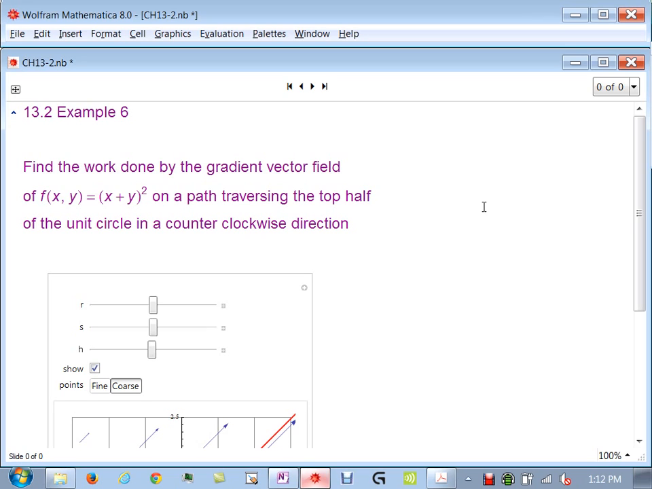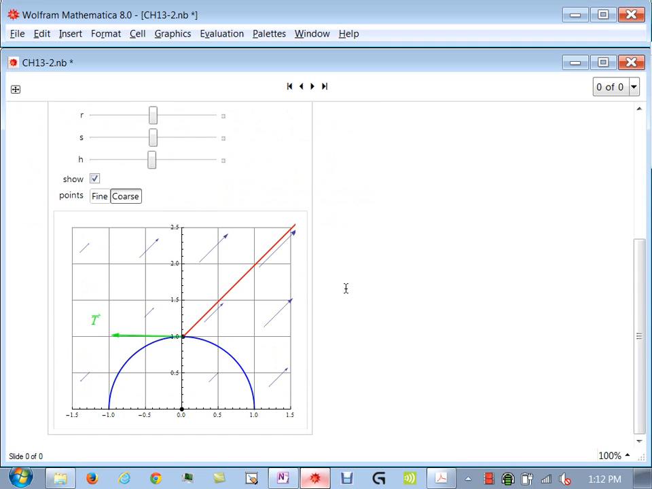Find the work done by the gradient vector field of f(x,y) equals x plus y squared on a path traversing the top half of the unit circle in a counterclockwise direction. So just for the picture, here's the vector field. We're starting here, top half of the unit circle. We're going to move our way around counterclockwise.